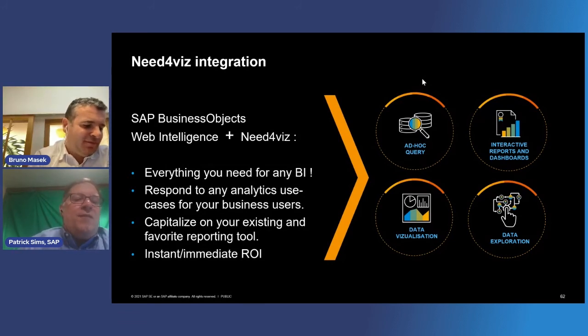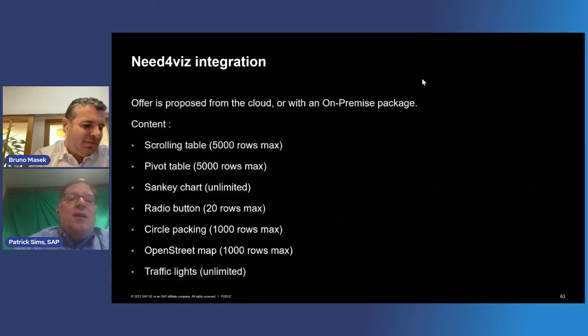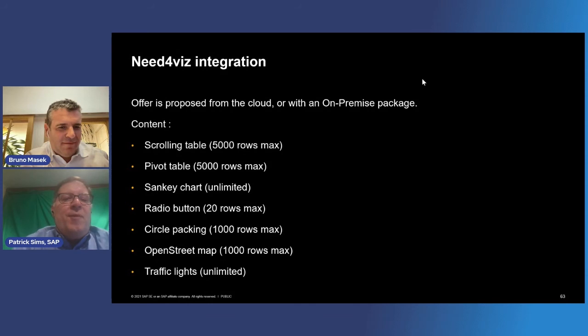It's anything you might need for BI. The key thing here is that you'll get 7 free content types from Need4Viz for 2 years with this freemium offer. So it's a scrolling table, a pivot table, a Sankey chart, which I hear asked for quite a bit, radio button, circle packing, OpenStreetMap. If you don't go Galileo, and you like OpenStreetMaps, which we've had before, that's back here with Need4Viz, and traffic lights as well. You can see the limitations on them, but still, it's free for you to use for 2 years with Service Pack 2. So I think that's a nice little offer.